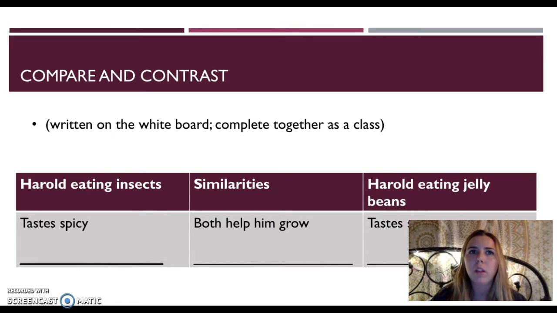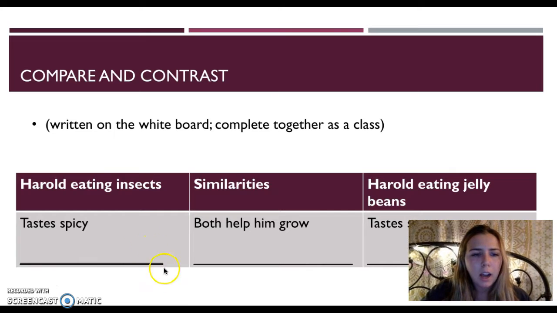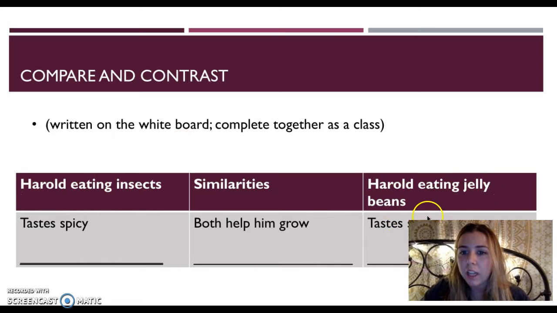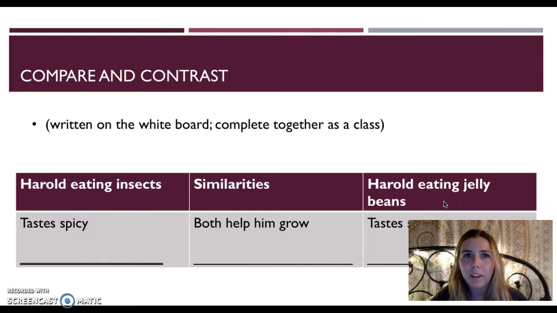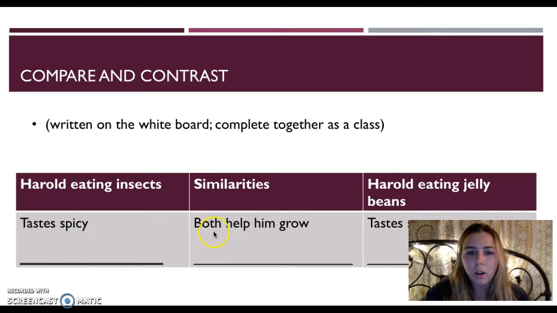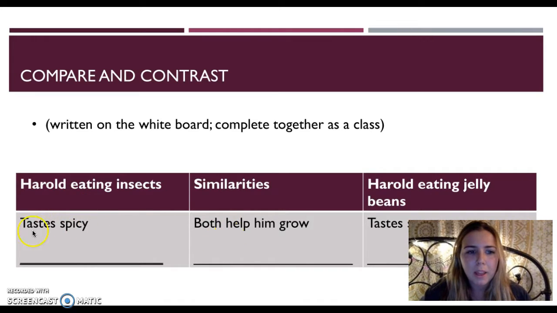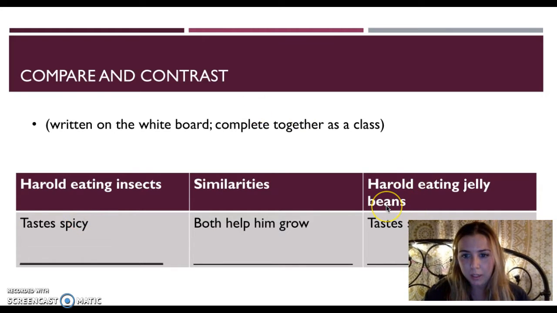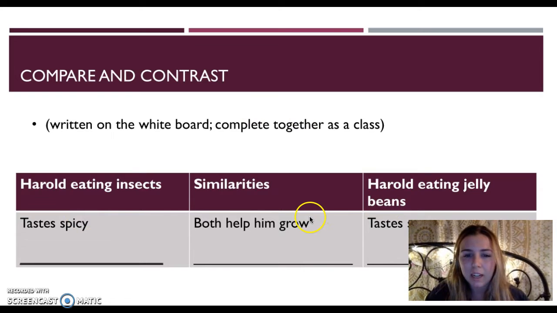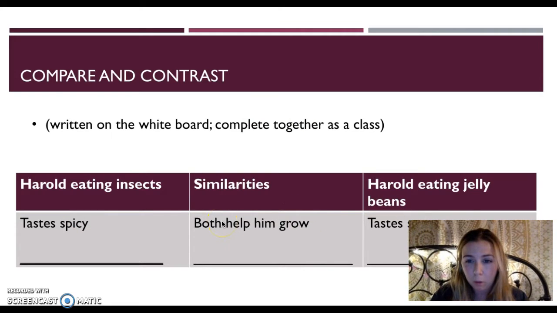So I would actually have the students come up and fill in the blanks on their own with a little guidance from myself. So class, here on the board we have Harold eating insects on one side and then Harold eating a jelly bean. So these are the two things that I've given you to compare. I've also filled in a row myself so you can see insects taste spicy to Harold, and then I also put that the jelly beans taste sweet. Another thing they have in common is that both of the foods help him grow. So class, I'd have the class come up and fill in the blanks on their own.